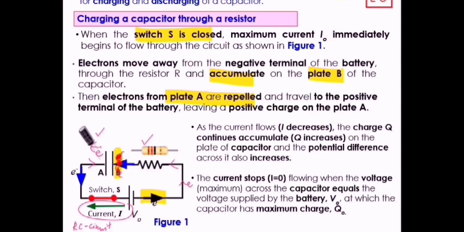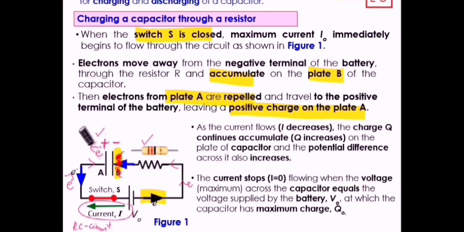Okay, as the electrons travel, there are fewer and fewer electrons in plate A. So plate A will become positively charged, and there will be more electrons in plate B. So plate B will become negatively charged, leaving positive charge on plate A. So plate A will become positively charged.